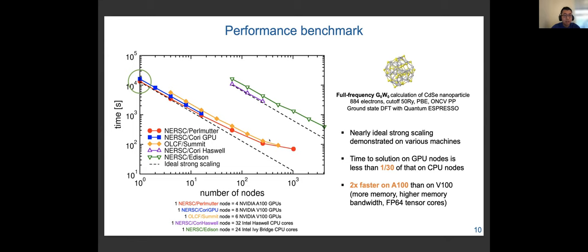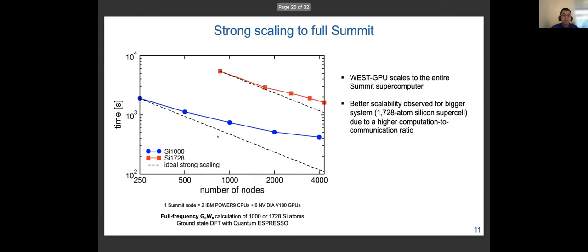The scaling on the Summit and Perlmutter are also quite nice. They are close to the ideal strong scaling indicated by the dashed line. So now let's look at a bigger benchmark on Summit.